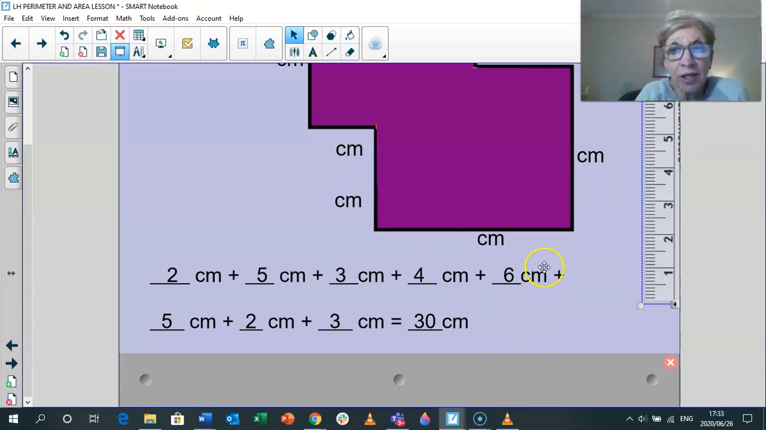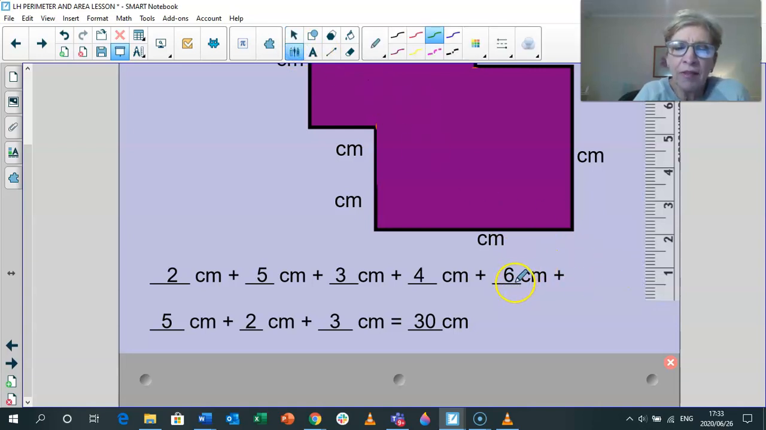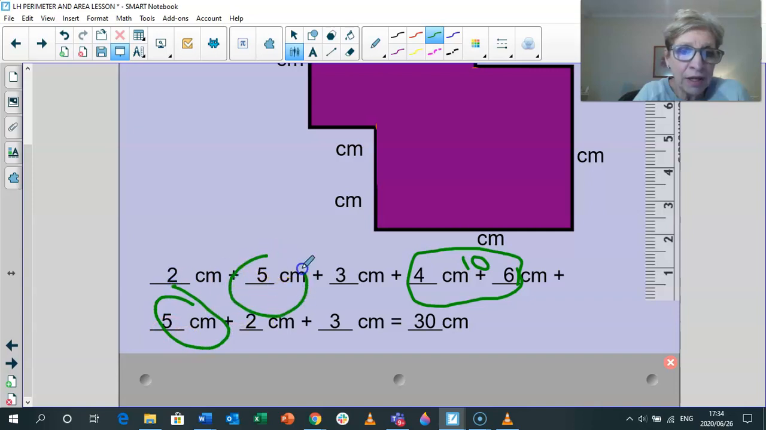Let me check that that's correct. How will I do that? Those are lots of numbers. Let's see if I haven't made a mistake. I'm going to start with my biggest number and start combining my 10s. So combining my 10, 6 and 4 is 10. Let me see if I can write that. And I can go 5 and 5 is 10. There's another 10.